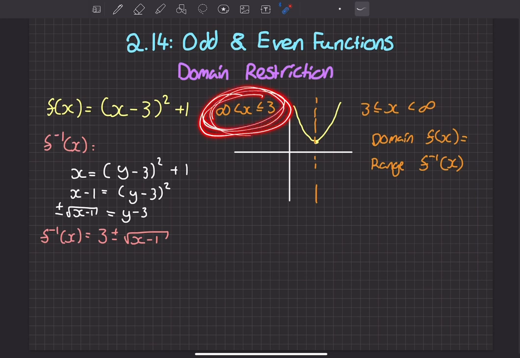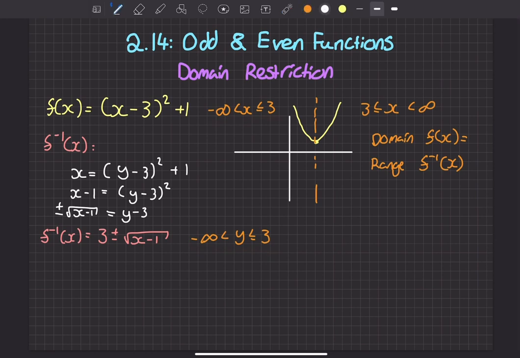So this is our domain now. When we have this inverse function, the range of this function will be from negative infinity to 3, right? Because if it's the domain here, then it's the range here. And now let's say we wanted the inverse function of any number, let's say 2. The inverse function of 2 would give you 3 plus or minus root 2 minus 1, which would be 3 plus or minus root 1, which is just 1. So it'll give you either 4 or 2, right?